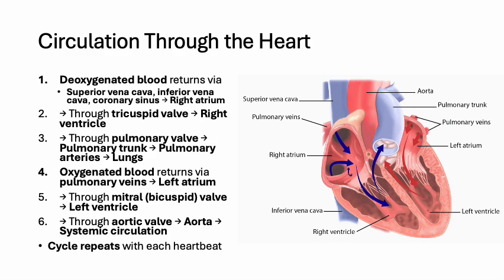From the left atrium, blood passes through the mitral or bicuspid valve into the left ventricle, the strongest chamber in the heart. The left ventricle contracts and sends blood through the aortic valve into the aorta, launching it into the systemic circulation to deliver oxygen and nutrients throughout the body, and then the cycle starts all over again.